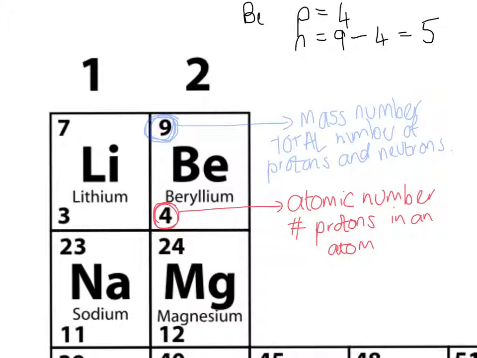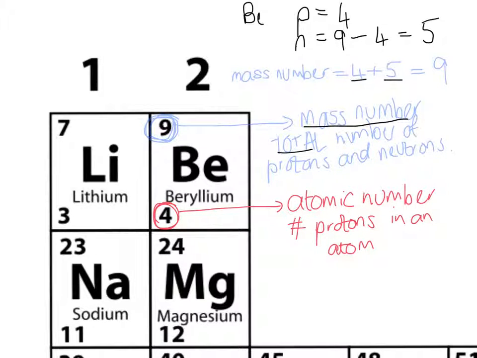So if you think about it now, our mass number is the total number of protons and neutrons. So we'll just double check that we have the right answer here. Our mass number should equal 4 plus 5, or protons plus neutrons, which is equal to 9. And that's equal to our mass number of beryllium. So that means in every atom of beryllium, we have 4 protons and 5 neutrons.